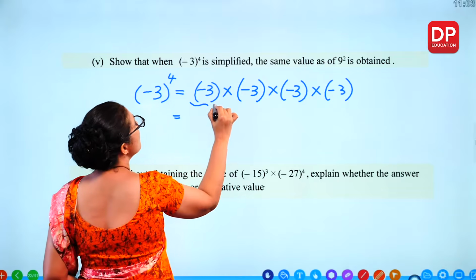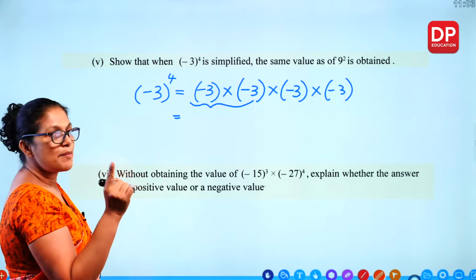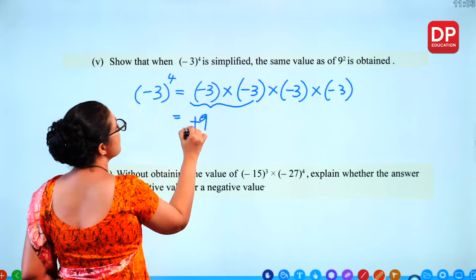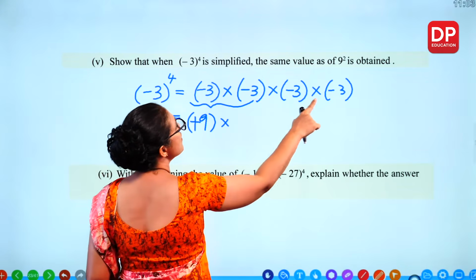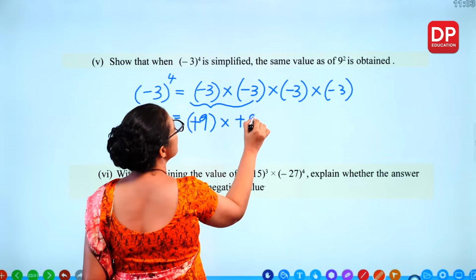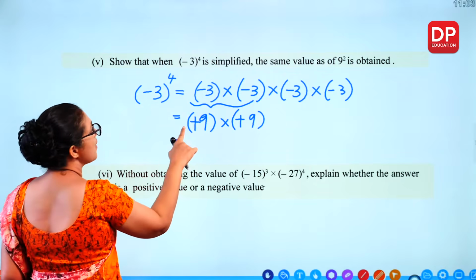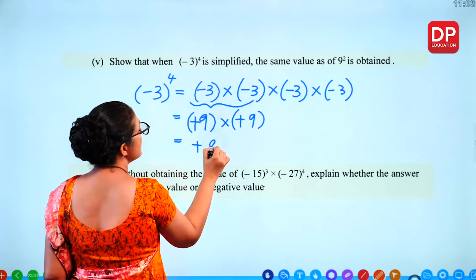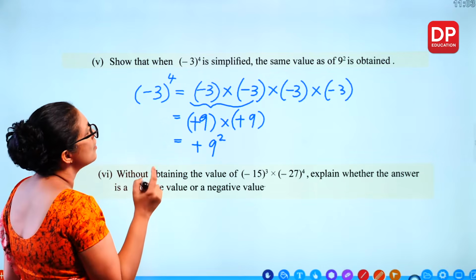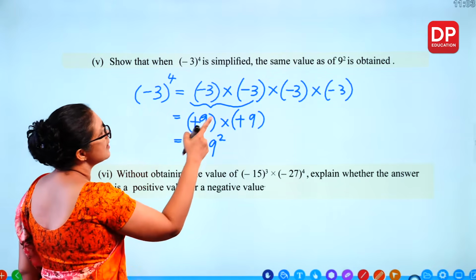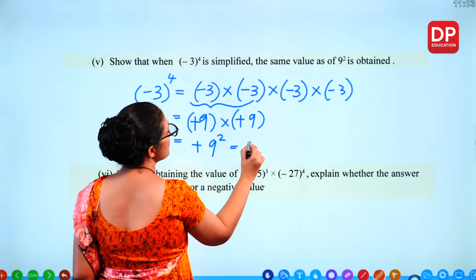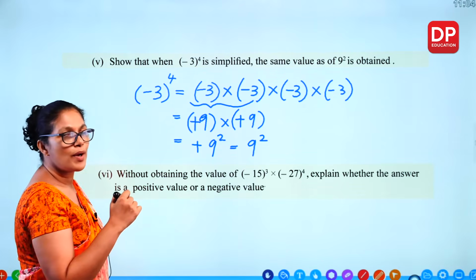Now we can do 3 times 3, 9. Same sign, you get plus 9. Here again plus 9. Now plus and plus multiplication is also plus. 9 squared is there. So the answer is same as 9 squared. So no need to put plus, so you can write 9 squared.